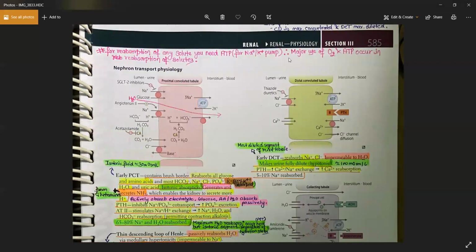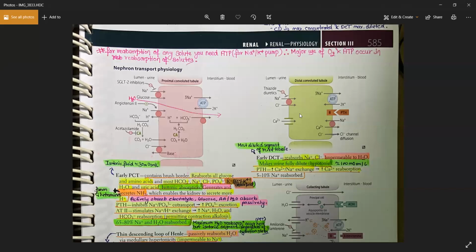Now comes the early DCT. Again, this portion is impermeable to water. It has no water transporters, as you can see. So water does not reabsorb here, but it does reabsorb sodium and chloride. Again, on the basolateral surface, you have the sodium potassium ATPase that will create this gradient for the reabsorption of sodium. Chloride along with the sodium is reabsorbed via sodium chloride co-transporters. Thiazide diuretics inhibit these transporters.